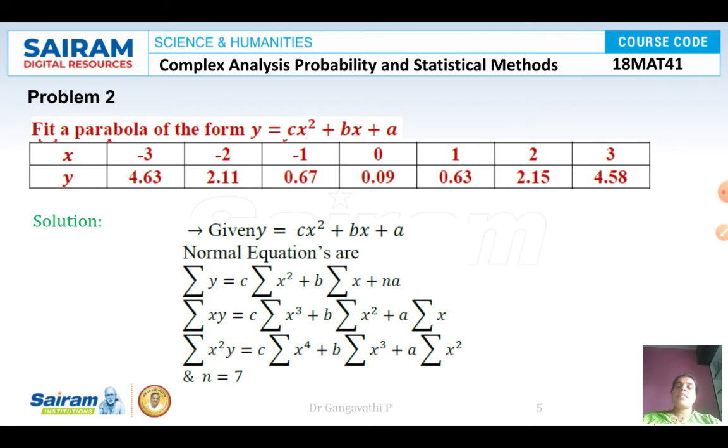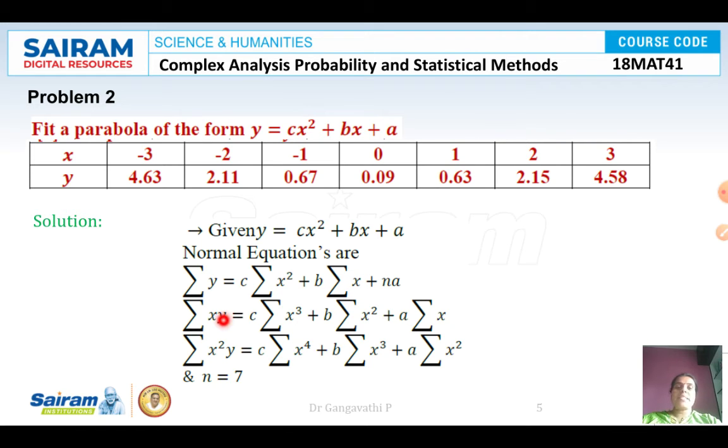Here, let us see another example. Fit the parabola of the form y equal to cx square plus bx plus a, and the values of x and y are tabulated and given for us. So here, the equation is y equal to cx square plus bx plus a, and the normal equations must be written according to this. Take the summation throughout for this equation and write the normal equation. Summation y is equal to c summation x square plus b summation x plus n into a.